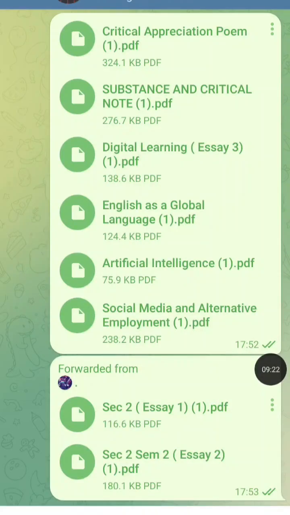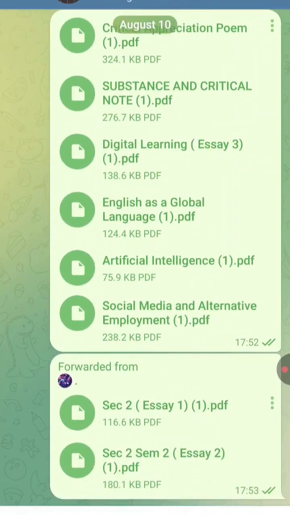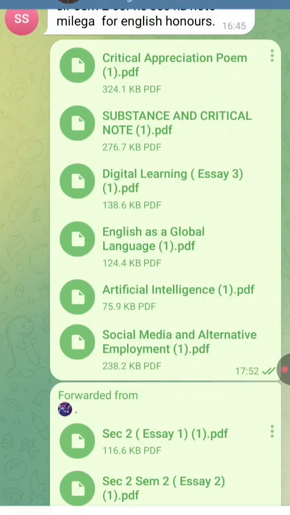So digital learning, English as a global language, artificial intelligence, social media and employment, universality of Shakespeare, and women and advertisement. These are the 6 essays that you should go through.